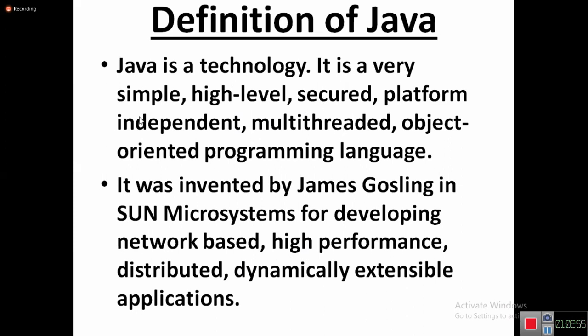So it is very simple, meaning no special syntaxes. High level means English-like code, secured, platform independent, multi-threaded, object-oriented programming language. It is invented by James Gosling in Sun Microsystems for developing network-based, high-performance, distributed, meaning from one electronic device to another electronic device should be accessible, dynamically extensible applications. This definition you must tell to the interviewer.